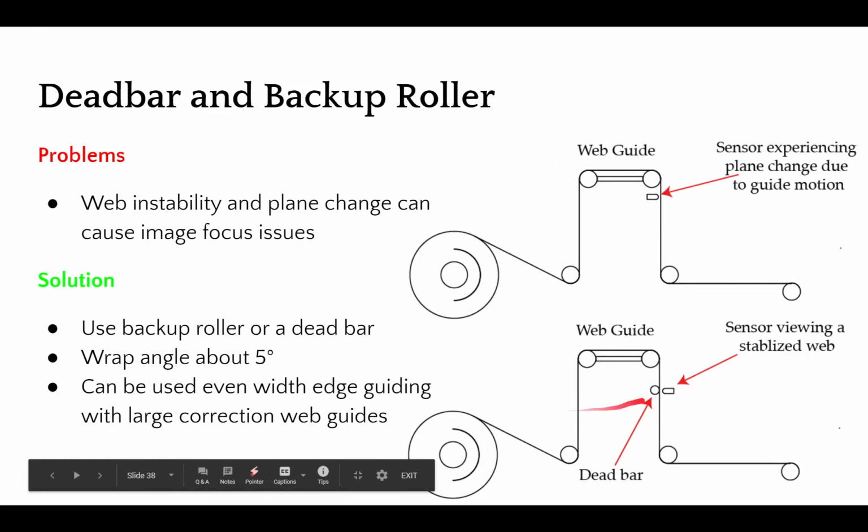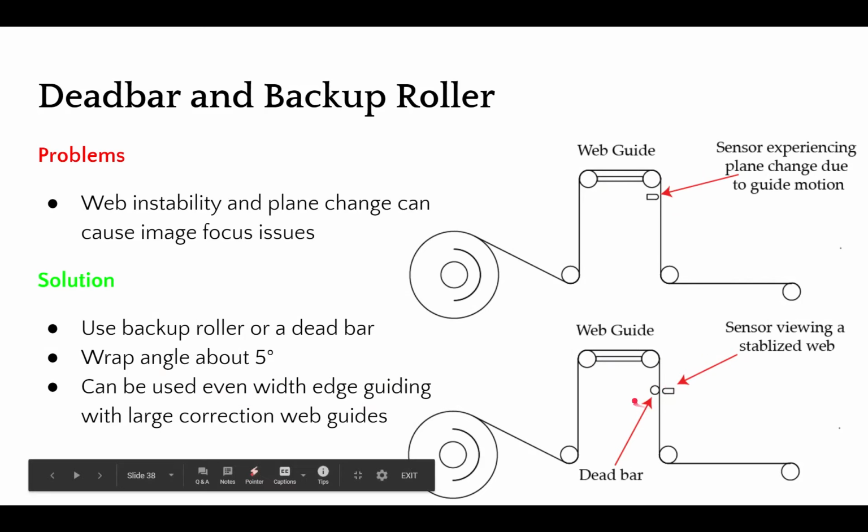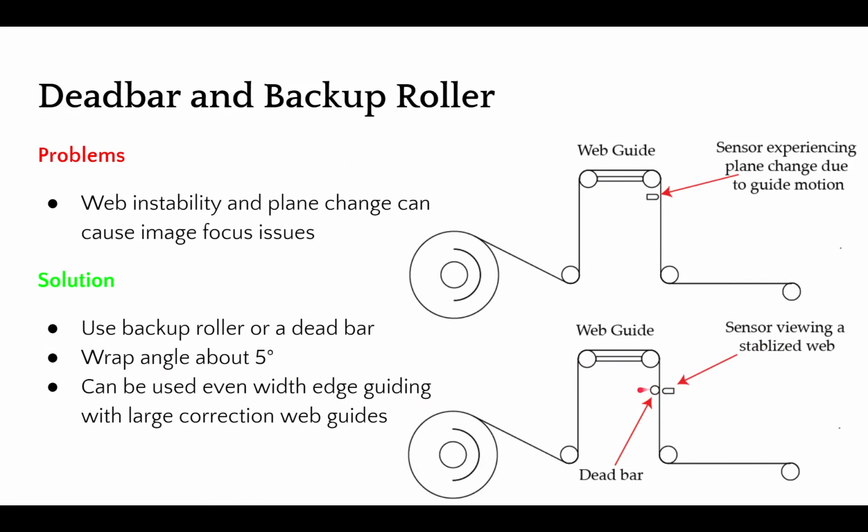And the thing is that this is not only applicable for line guiding, it's also applicable for edge guiding. Let's say you have a pretty big web guide and it has got a lot of correction, and that correction causes the plane change, a significant plane change. You can put a dead bar right there and then put the sensor before or after. If you have like a small 5-degree wrap, then it doesn't matter if you put it before or after the dead bar, and that will stabilize the web, and that will make sure that the web doesn't touch the sensor when this rotates back and forth.